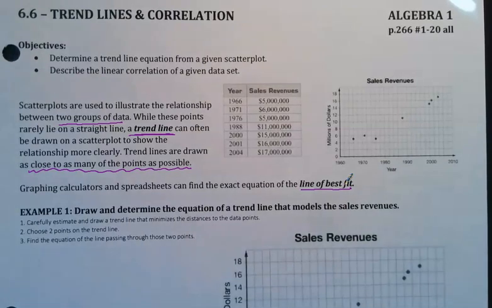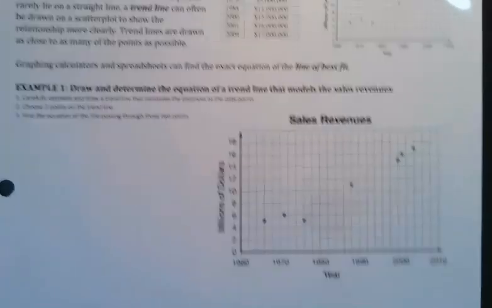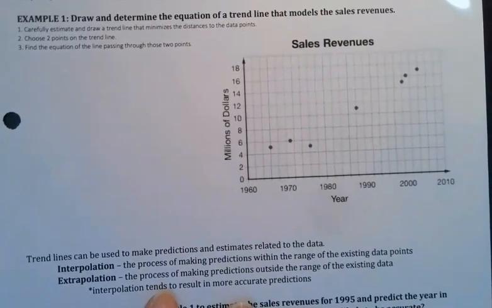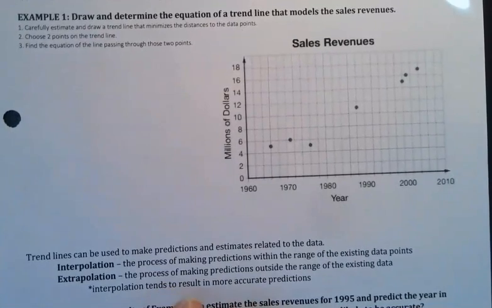Okay. So in example 1, we want to draw and determine the equation of a trend line that models the sales revenue. So again, we're talking trend lines, which are an estimation. Calculators and spreadsheets will give you the line of best fit, which is an exact. But we're not going to do the math for those. All right, so example 1. Carefully estimate and draw a trend line that minimizes the distances to the data points.